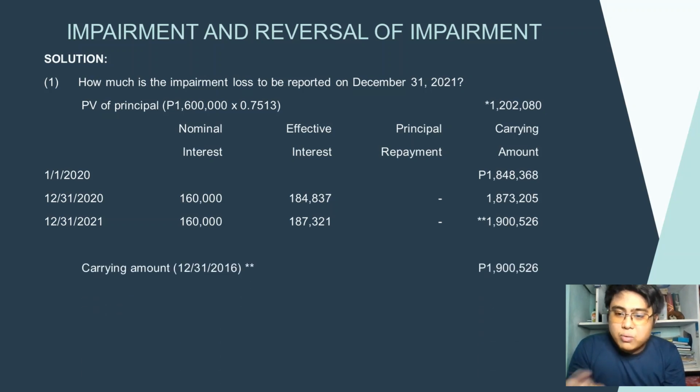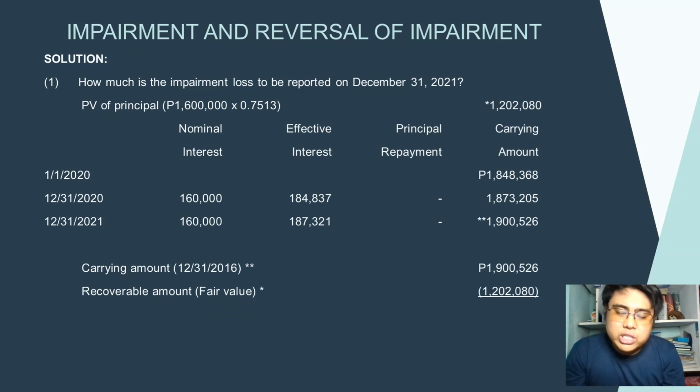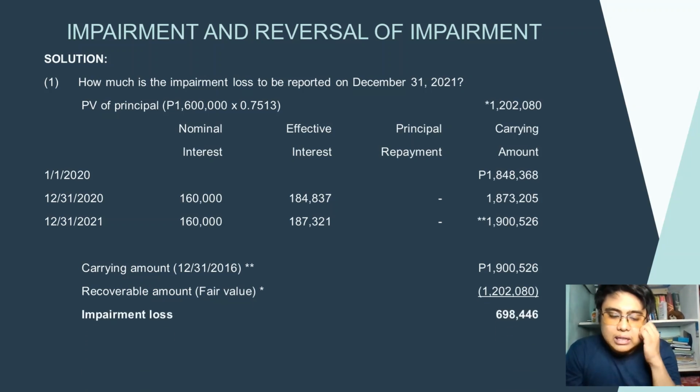So, ilatag na natin isa-isa. Ang carrying amount is 1,900,526 minus recoverable amount na 1,202,080. Therefore, our impairment loss is 698,446. And again, what is the purpose of impairment? The purpose of impairment is to make the recoverable amount as the new carrying amount of the asset. Anong ibig sabihin nun? Ang current carrying amount mo is 1.9. Pag binawasan mo ng impairment loss yan na 698, ano nang bagong carrying amount mo? Yung recoverable amount na 1,202,080.